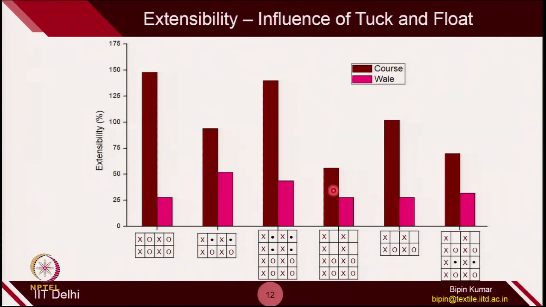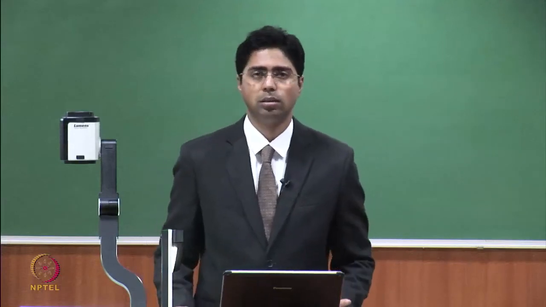So, here you can see the course and wale extensibility are slightly closer compared to other fabrics, and this is the beauty, because you can engineer the number of floats and modulate the extensibility and make sure the fabric has uniform properties in all directions. So, that is the possibility which knitting can provide.